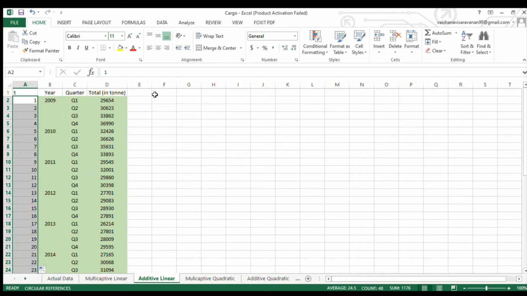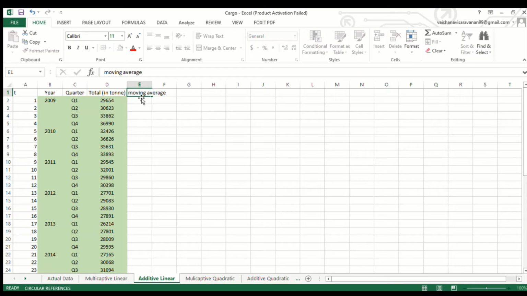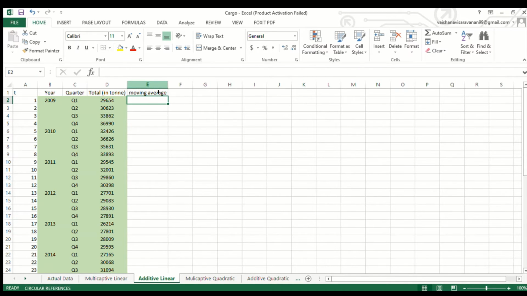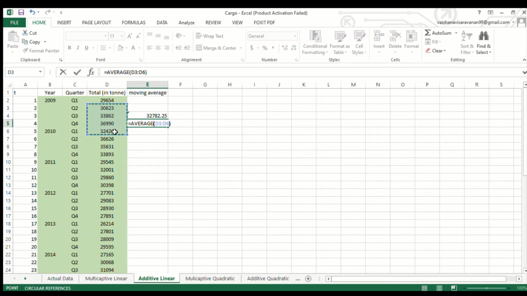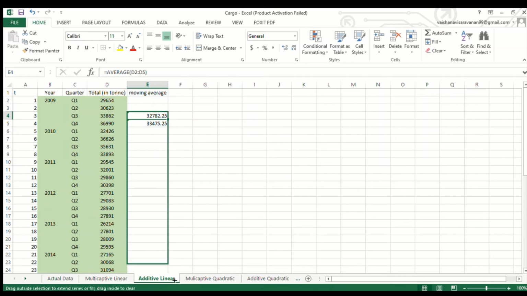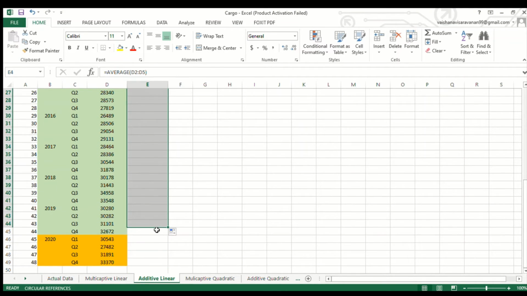First of all, for the additive linear part, we need to find the moving average. In other words, it's our MA. For the MA, we start from the third cell as well. The average of D2 till D5. For the next one, the average of D3 to D6. And this continues.